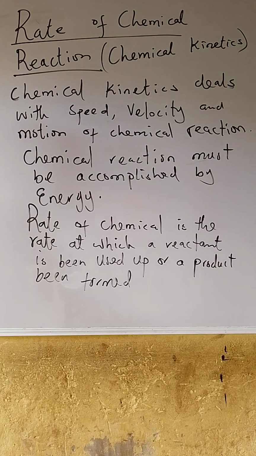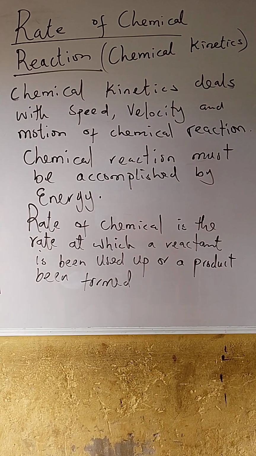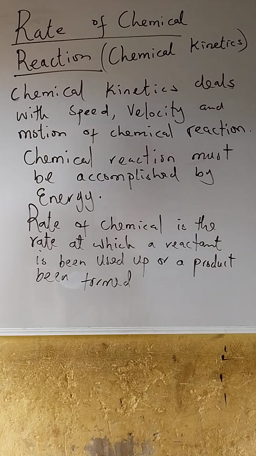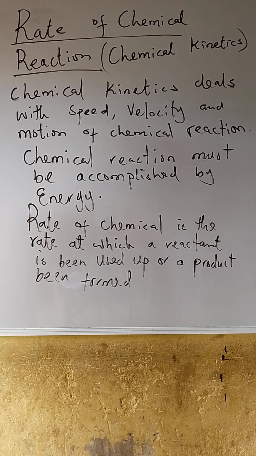So you have to talk about the rate at which the reaction proceeds. It can be the rate at which a chemical reaction occurs, or how slow or how fast a chemical reaction is. There are some chemical reactions that proceed very fast, and they can be the rate at which the reactant is being used up, or the product being formed during the chemical reaction.